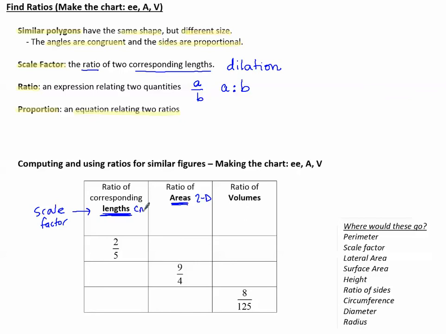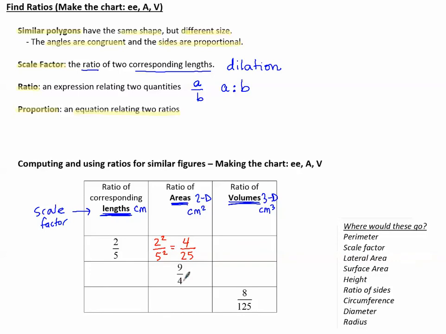Lengths we would measure in centimeters, areas we would measure in centimeters squared, and volumes, because it's 3 dimensions, we would measure in centimeters cubed. So when we go from scale factor, or lengths, to areas, we want to think of taking the scale factor and squaring it. So 2 squared and 5 squared makes 4 over 25, and this is the ratio of areas.